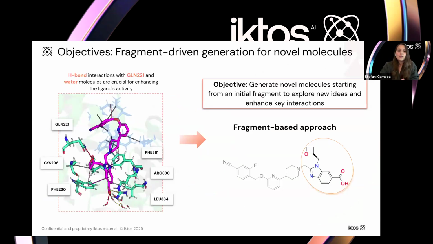With this in mind, if we want to design new compounds using danuglipron as a reference ligand, it is crucial to retain both the carboxylic acid and the oxetane as starting points. So we applied a fragment-based approach to generate molecules using these key functional groups as the core elements.